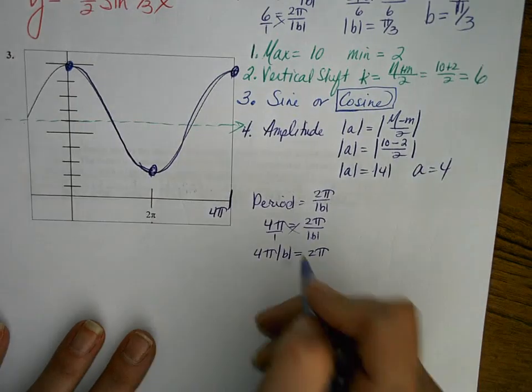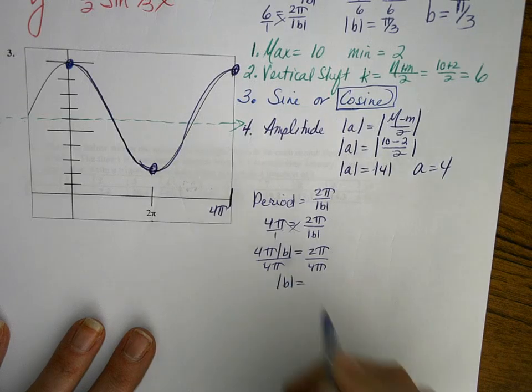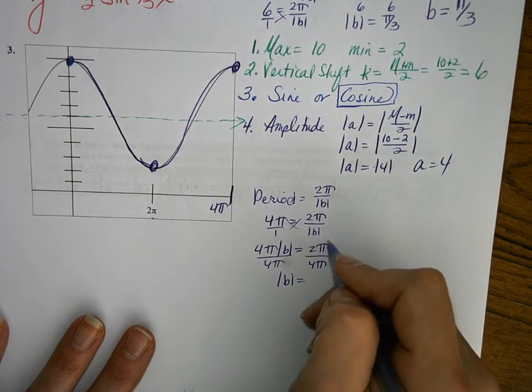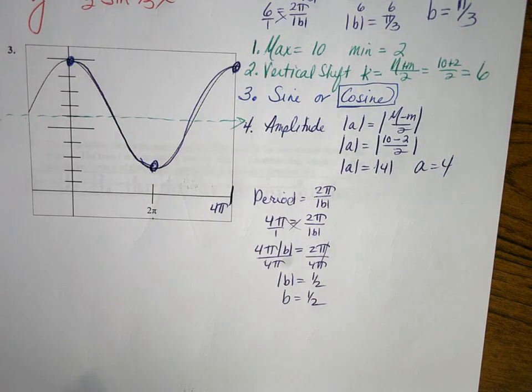Beautiful. I love to divide by 4 pi. And what do we get for that absolute value of B? Beautiful. Pi's are going to cancel. 2/4 is a half. We know our B is positive, so it's got to be positive 1/2. Fantastic. All right, let's see. Jacob, what's the equation then?